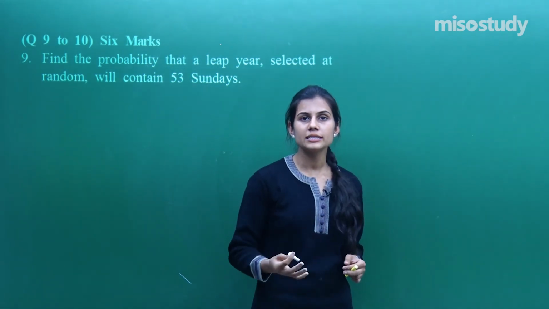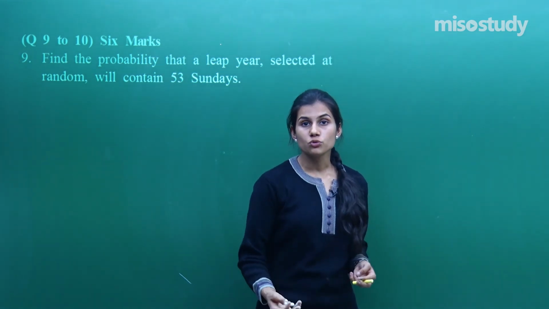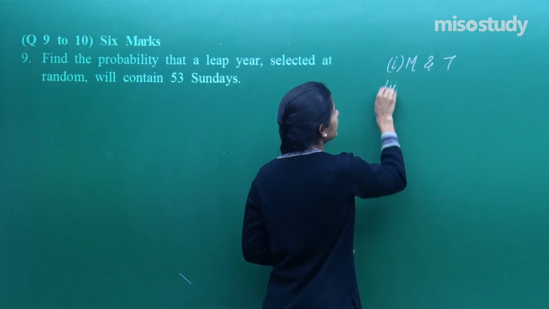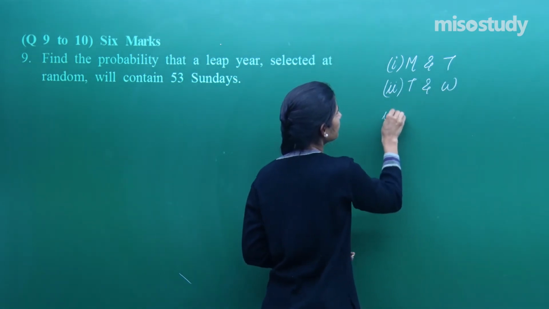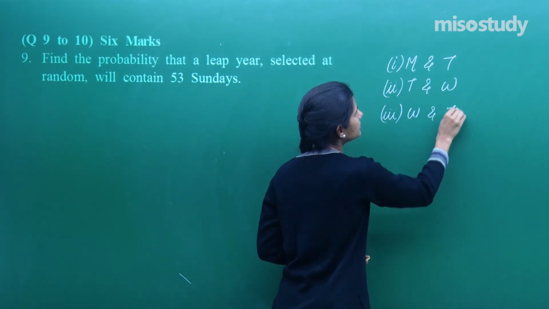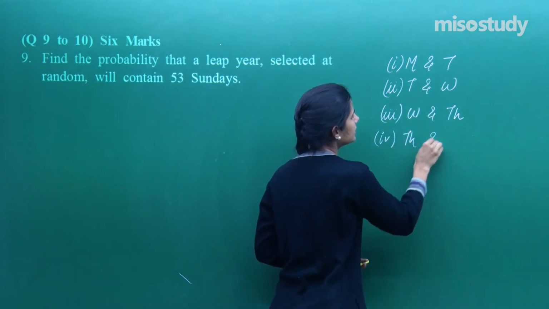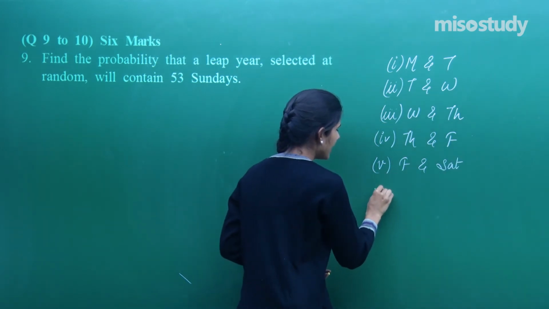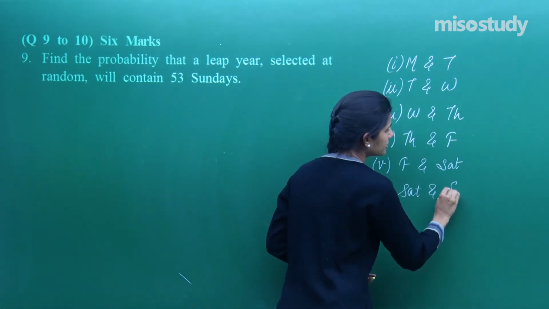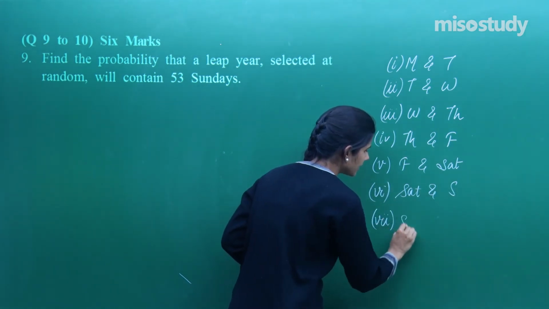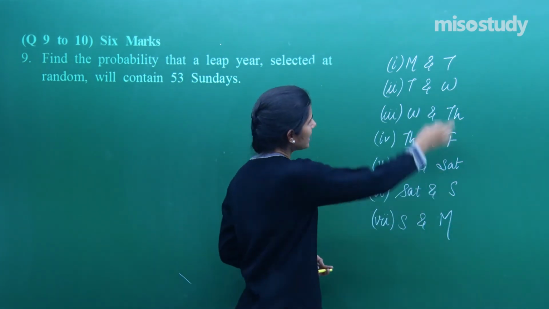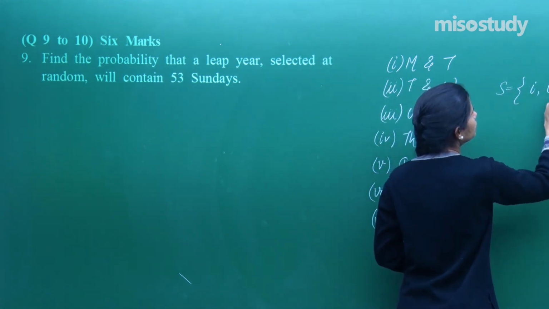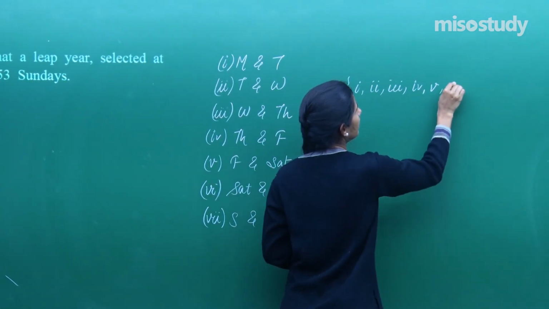So my sample space is going to consider all the possibilities of those 2 days. One possibility can be that one day is Monday and other day is Tuesday. Second possibility can be one day is Tuesday, other day is Wednesday. Another possibility can be one day is Wednesday, other is Thursday. The next possibility can be one day is Thursday and other is Friday. Another possibility can be that one day is Friday and another day is Saturday. And then I can have Saturday and Sunday. Or I can have those 2 days being Sunday and Monday. So my sample space is the set of these 7 outcomes. That's the sample space. 1, 2, 3, 4, 5, 6 and 7.